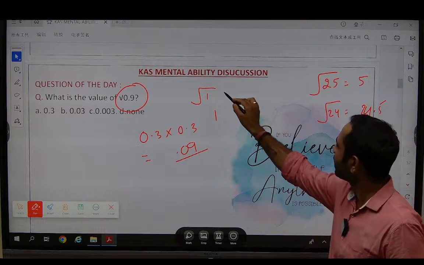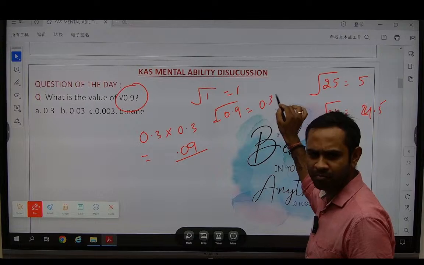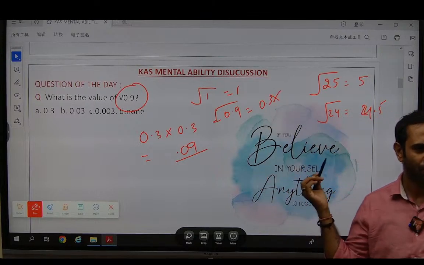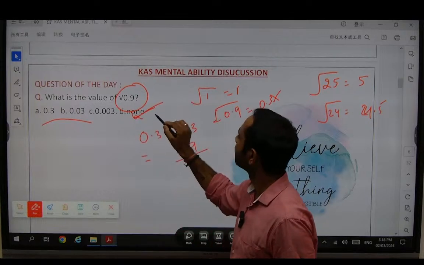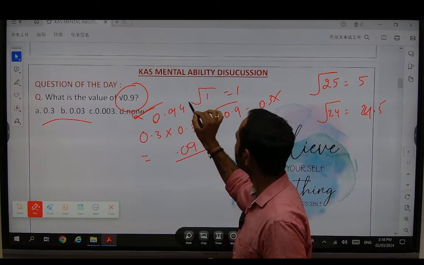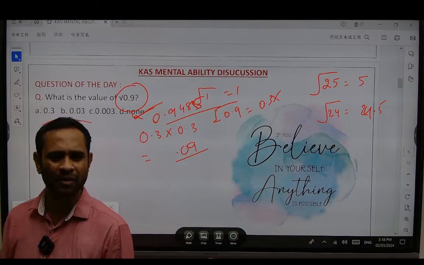So the square root of 1 is 1. Then how will the square root of 0.9 be 0.3? It's impossible. It will be near to 1. There is no option which is near to 1, so your answer will be none. Basically, if you calculate, we will see, 0.9486 will be your square root.